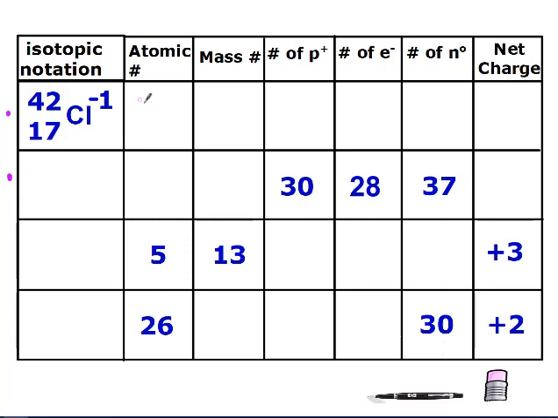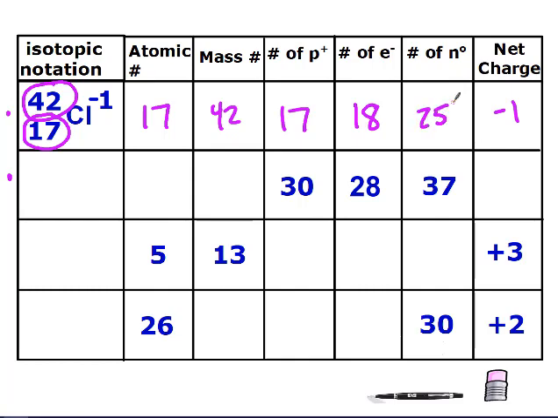So for the first one, you should have said your atomic number was 17 because it's the bottom number. Your mass number should have been the top number. Remember that we're using whatever mass is given, not from the periodic table if we have it given. Protons should be the same as the atomic number, so 17. We have a charge of -1. Since I have a charge, my electrons can't equal my protons. I have a -1, so I should have 1 more electron than proton, so 18 electrons. And then for my neutrons, it's mass number minus atomic number, so 42 minus 17 gives me 25.